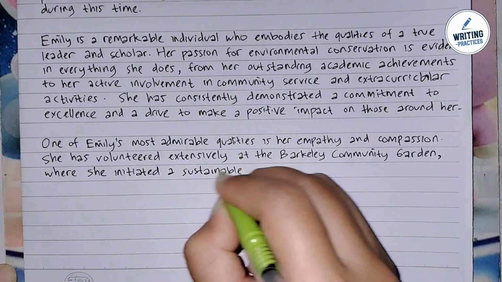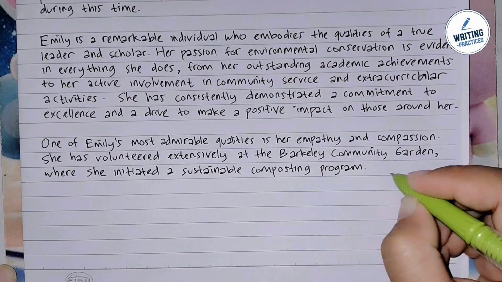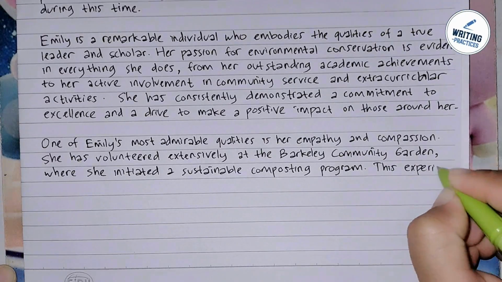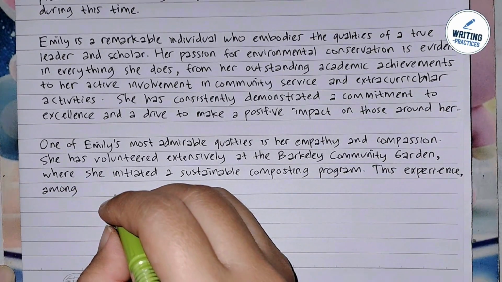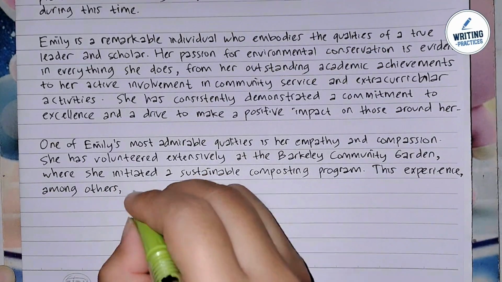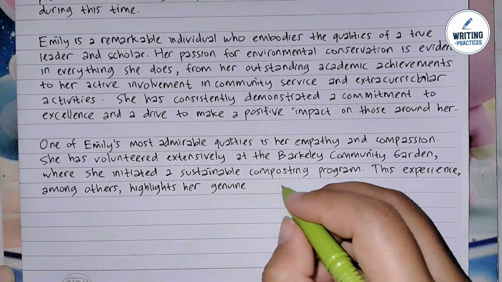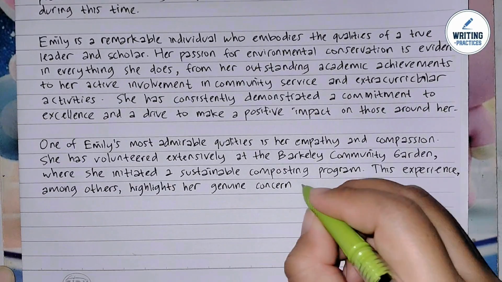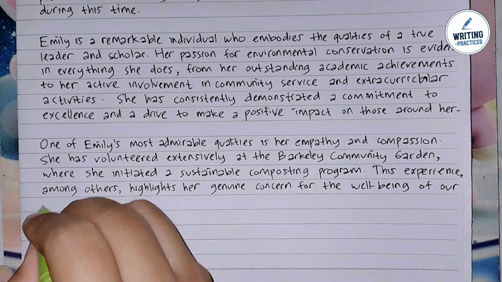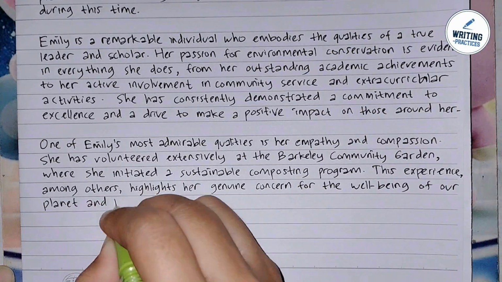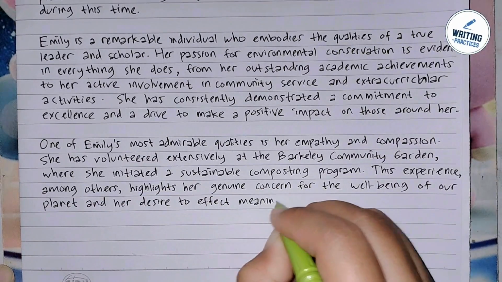And you can then provide a specific example of when the applicant demonstrated empathy or compassion. It can be volunteer work or community involvement. Here is an example of how to write it. "She has volunteered extensively at the Berkeley Community Garden, where she initiated a sustainable composting program." And you can elaborate more, like, "This experience, among others, highlights her genuine concern for the well-being of our planet, and her desire to effect meaningful change."